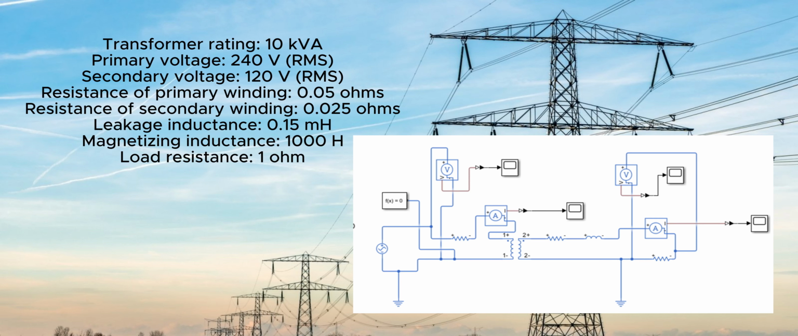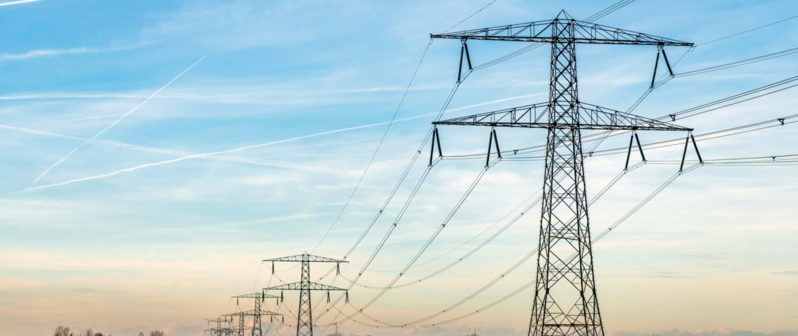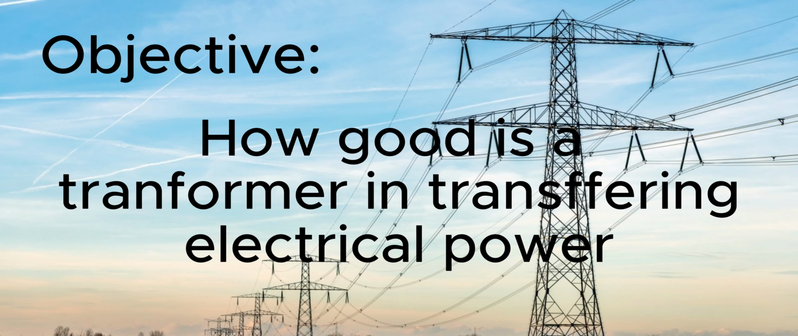In our fifth laboratory activity, we studied the efficiency of a single-phase transformer using MATLAB Simulink. We first created a transformer model using the given parameters and then ran the simulation to analyze its performance under operating conditions. The main objective of this activity was to determine how efficiently the transformer transfers electrical power from the primary winding to the secondary winding.